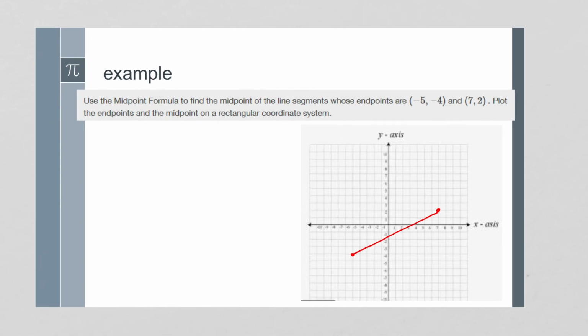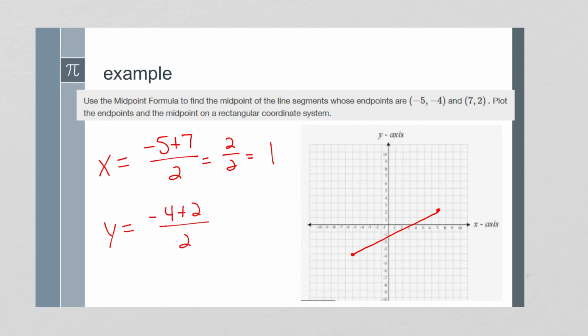So here's how we use the midpoint formula. Our x coordinate is we add our x's together and we divide by 2. Okay, so our x coordinate is 1. All right, our y coordinate, we add our y's together and we divide by 2 as well. Okay, so then this is negative 2 over 2, which is negative 1. So our ordered pair for our midpoint is 1, negative 1.